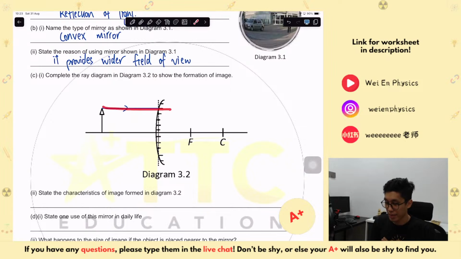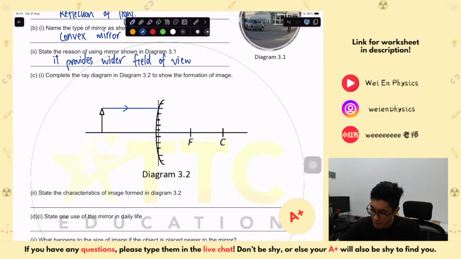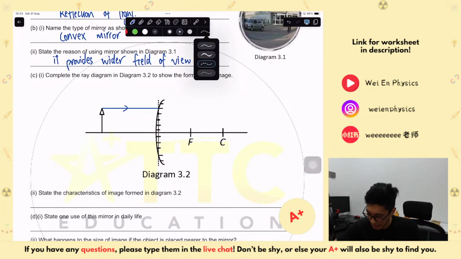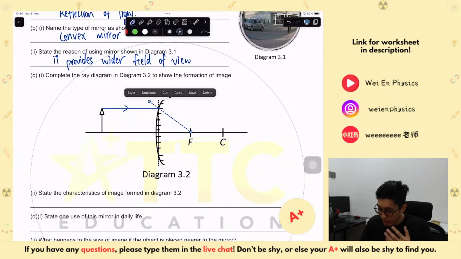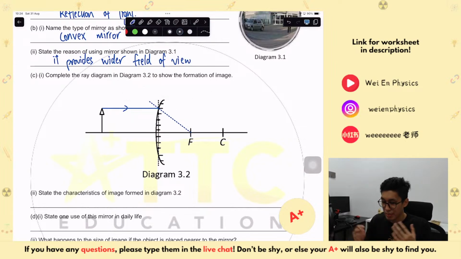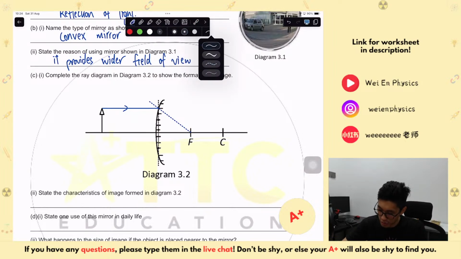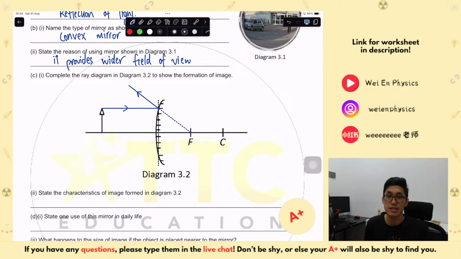So after you go straight, you have to draw a line that connects to the F. But this line, I'm going to draw dotted line. Why? Because this is inside the mirror already. Your light cannot go inside the mirror, that doesn't make sense. It's a mirror, you have to reflect away. So I draw this using dotted line because it's a fake line. And then I can tell my light will reflect this way, like that. So this is how I draw my first light ray.